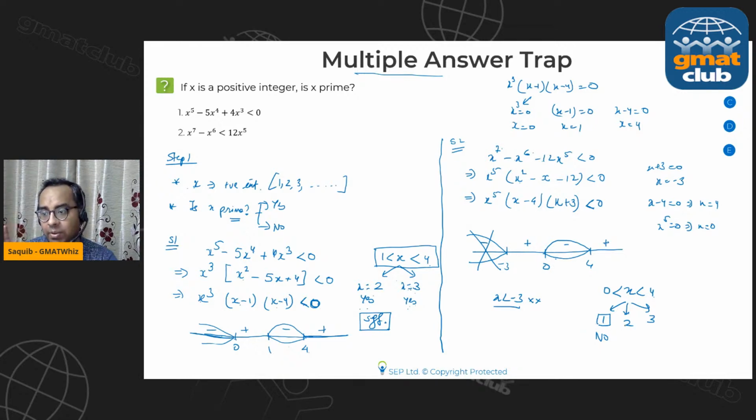2 is the only even prime number, and from there you move on to the rest of the odd prime numbers. Okay, so here my answer is no. But when I look at x equal to 2, my answer is yes, it's a prime number. And you can stop at this point of time. You don't have even to check for x equal to 3. The moment you get 2 contradictory answers, you can say that this statement would be not sufficient.